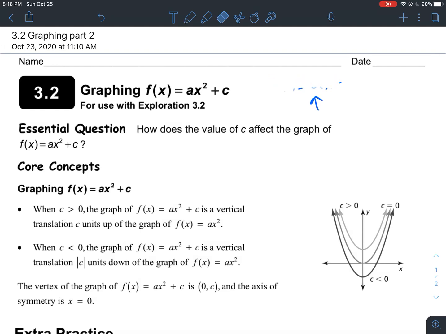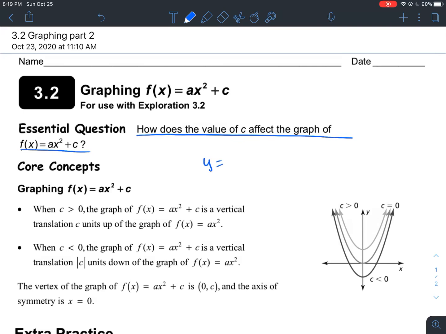This time we're going to learn how to graph, but this time we're adding a constant to the function. So what does that do? That's the question we're going to answer today. How does the value c affect the graph of this right here? Basically it's the same thing as the absolute value functions.